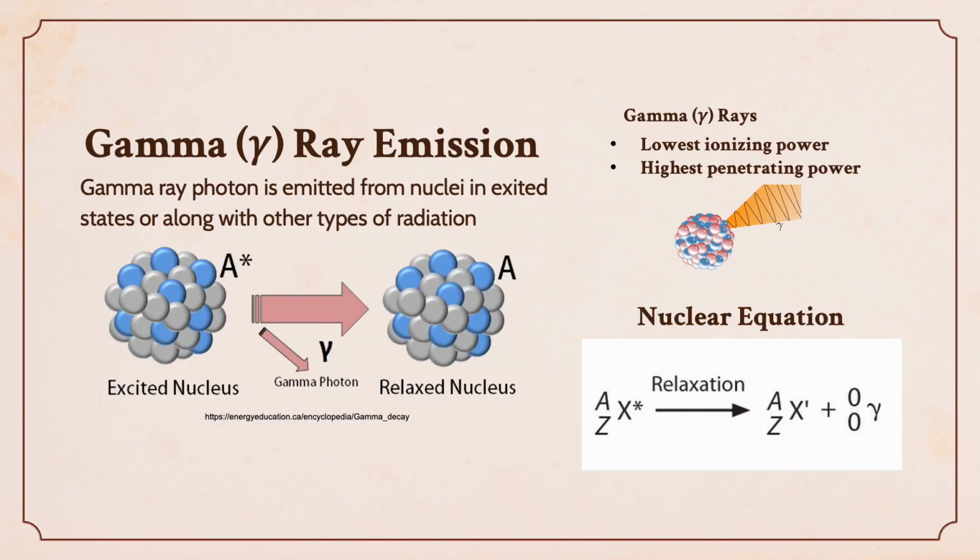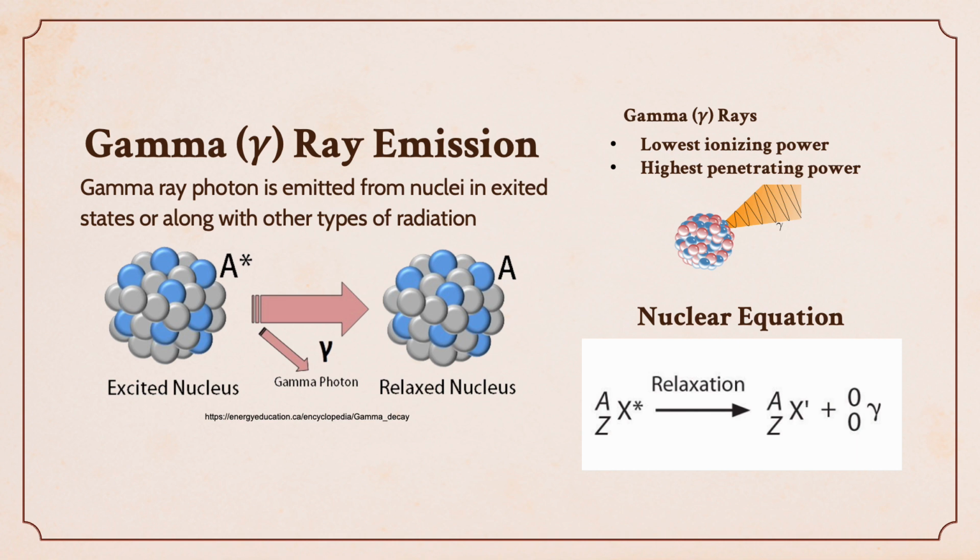Our last type of radioactive decay is gamma ray emission. This is where nuclei in high energy excited states emit a gamma ray photon along with other types of radiation. Gamma rays have the lowest ionizing power but the highest penetrating power, which is why we use them in X-rays, for example. They are significantly different from alpha or beta radiation because they are a form of electromagnetic radiation and they have no mass, no charge, and are simply high energy light waves.